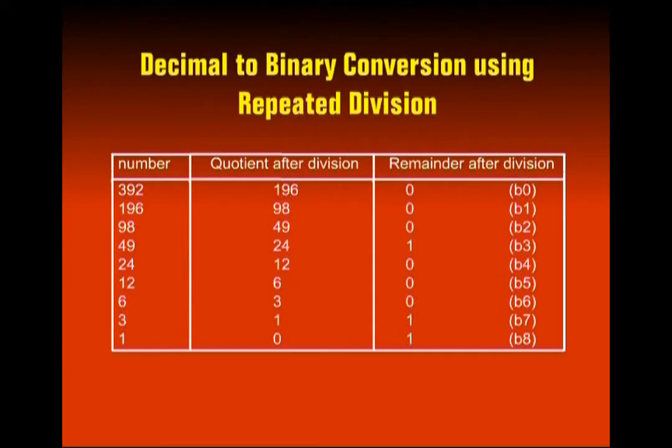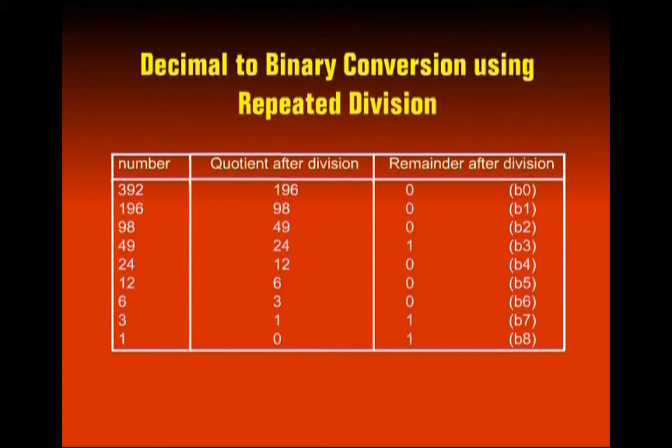You continue dividing the quotient value. So now you divide 98 by 2. The new quotient value is 49, the remainder is 0. You note down the remainder. So now you have three remainder values. You continue the process. You divide 49 by 2 again. The new quotient value is 24. The remainder is 1. So if you continue this process, you end up with the last quotient value, which is 1. If you divide this by 2, you get the quotient value 0 and a remainder 1.